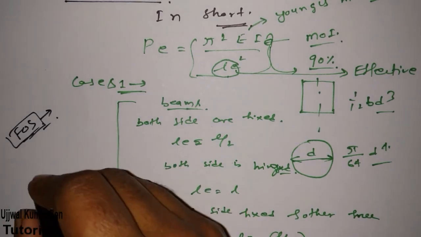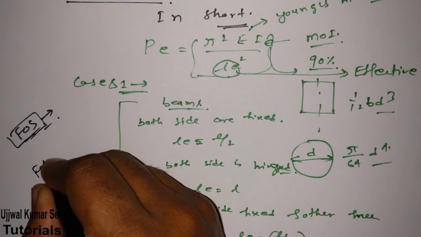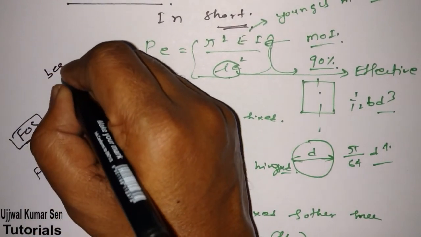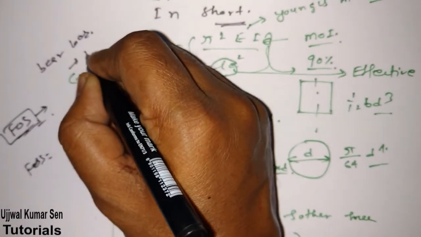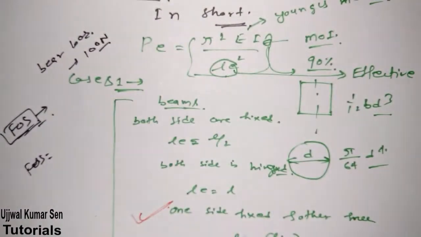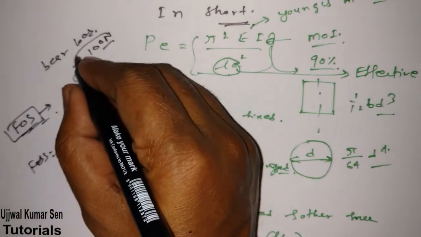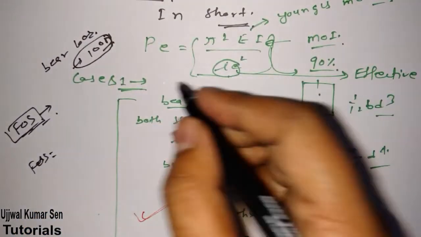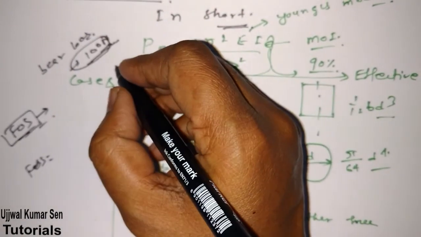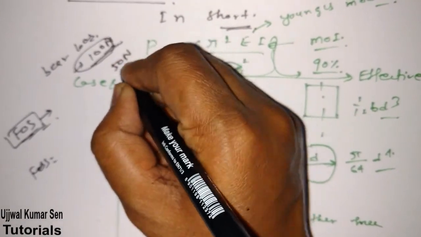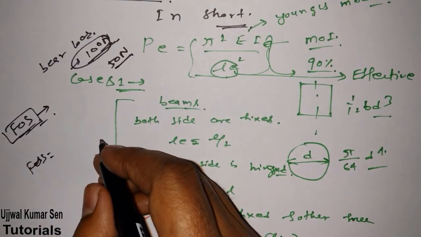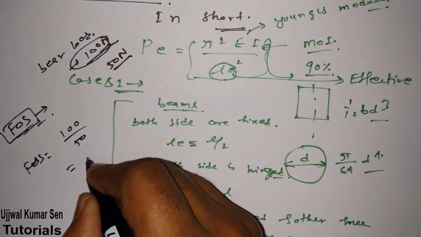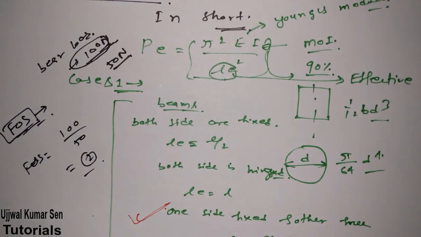So what is factor of safety basically, let me share with you. Suppose that something can bear a load of 100 Newton, but we are telling the customer the maximum load capacity of the thing is 50 Newton. That means how much factor of safety are we giving? 100 by 50 is equal to 2. We are giving a factor of safety of 2.